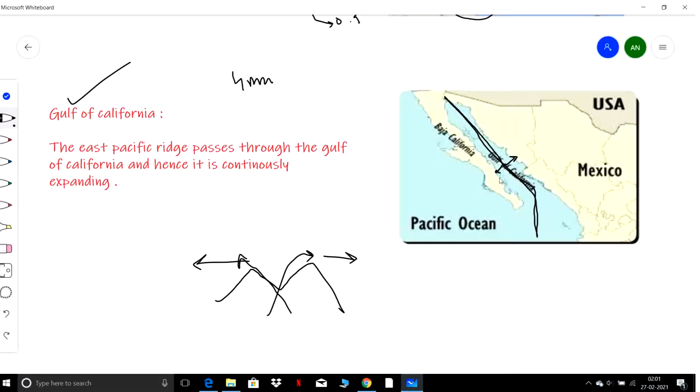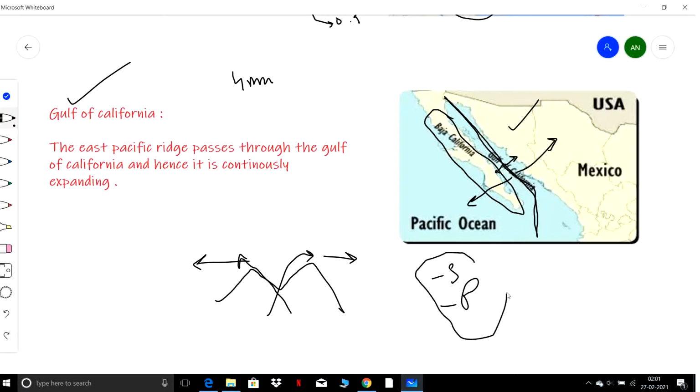Okay, once Baja California was united with this landmass, but due to seafloor spreading along the East Pacific Rise, this got separated. Okay, that is with respect to plate tectonics theory. What are the evidences? Seafloor spreading, paleomagnetism. Okay, these are the evidences of plate tectonics theory.